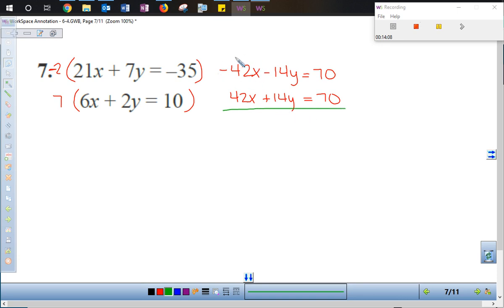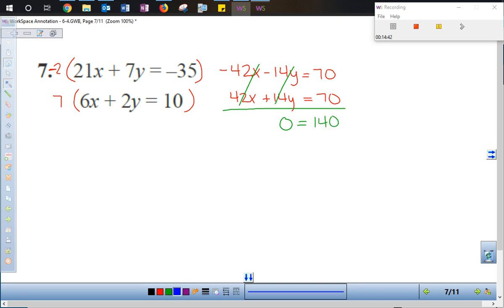For my x's, I have a negative 42x and a positive 42x. Well, those are the same number with different signs, so they cancel out. For my y's, I have a negative 14y and a positive 14y. Those are also the same coefficient with different signs, so they cancel out, leaving me with 0 on my left side. On my right side, I have a positive 70 and a positive 70. Notice they are the same coefficients, but they're also the same signs. So I have to add them together and get 140.